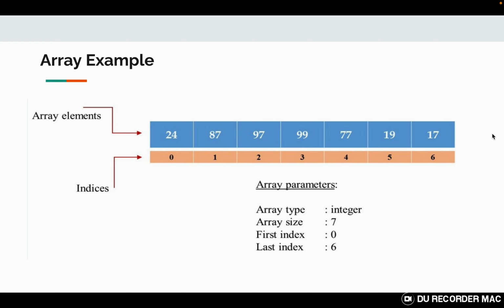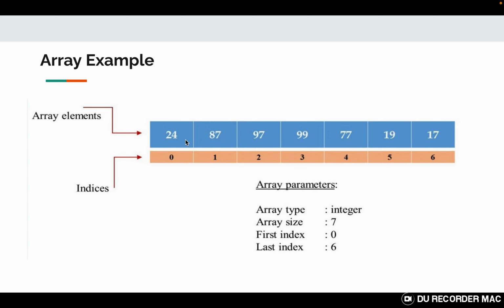Okay. Now if you see here the array parameters, this array type is integer. Why is it integer? Because it is storing values of the type integer. It can store character values as well, and that we call a character array. If the array is storing integer elements, then it is called an integer array. So, array size. Now what is array size? Array size is nothing but the maximum number of elements that an array can store. That is called the array size.